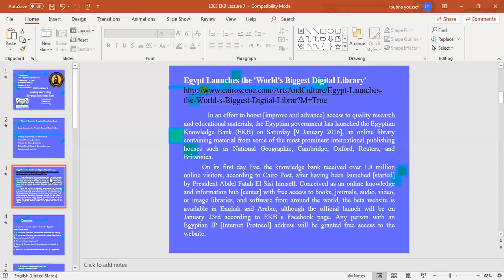Now, the passage says, in an effort to boost, the word boost means to improve, to develop, to advance. In an effort to boost access to quality research and educational materials, the Egyptian government has launched the Egyptian Knowledge Bank, the EKB, on Saturday, the 9th of January 2016. An online library containing material from some of the most prominent international publishing houses, such as National Geographic, Cambridge, Oxford, Reuters, and Britannica.